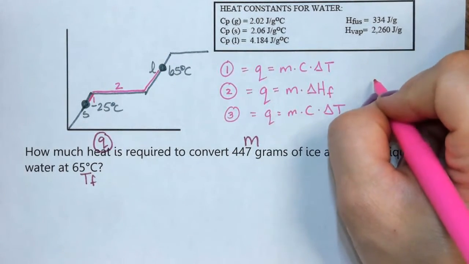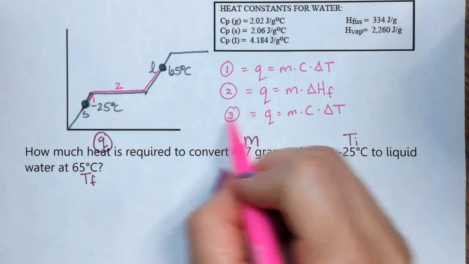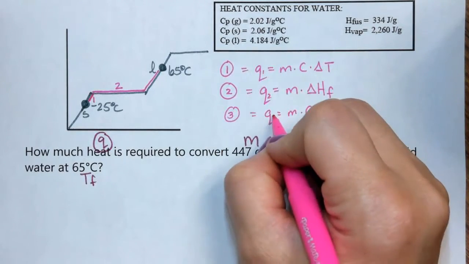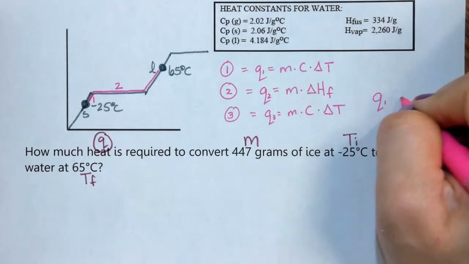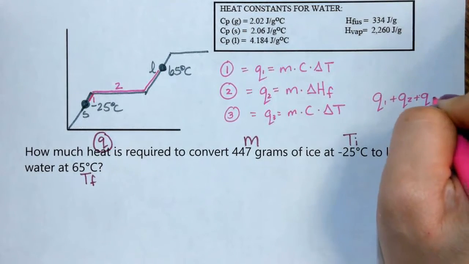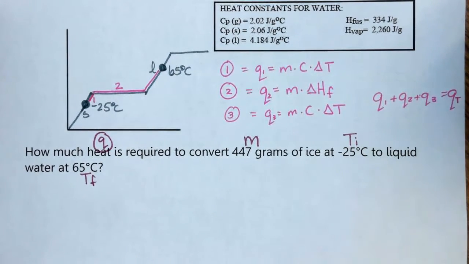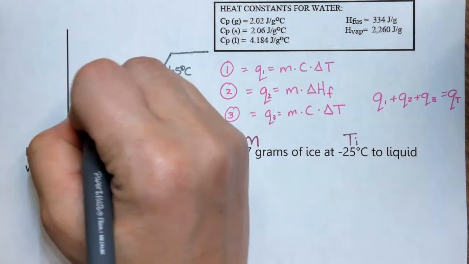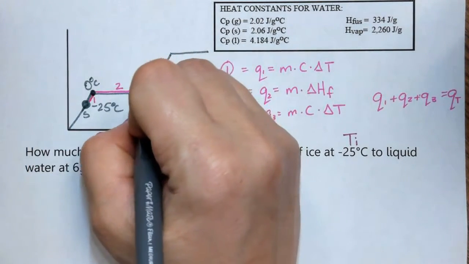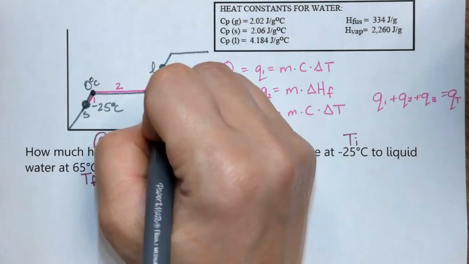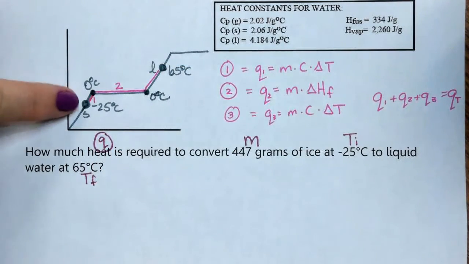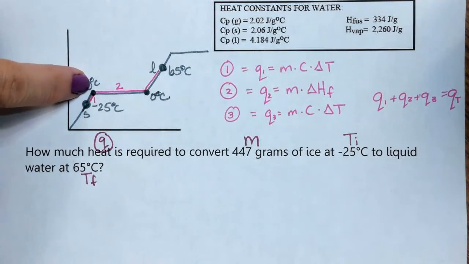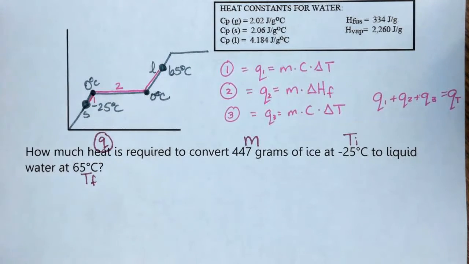And so at the end, we're going to have to take each of these Q's and add them together. So call this Q1, Q2, Q3. And when it's all said and done, we're going to add Q1, Q2, and Q3 in order to get our Q total amount of heat. You do have to note that here it goes from negative 25 to this point, which is 0 degrees, and then here it's still 0 degrees when it goes to 65. So our change in temperature first is negative 25 to 0, and our other change in temperature is 0 to 65. So now let's start setting up our equations.